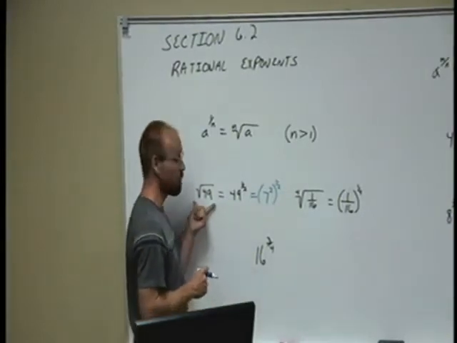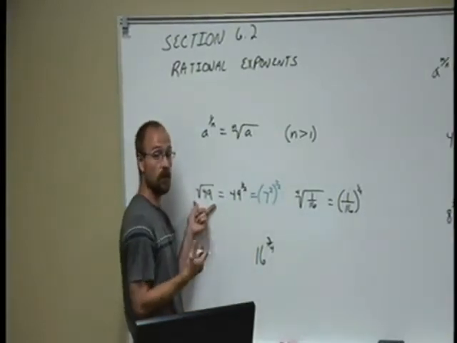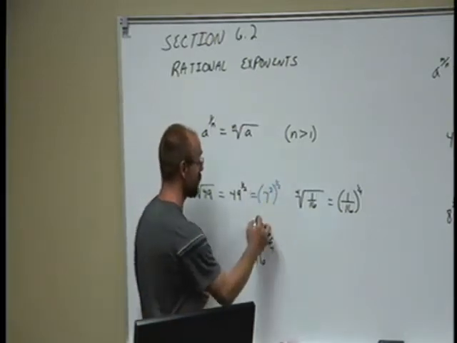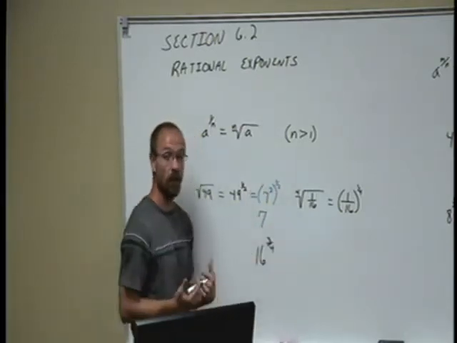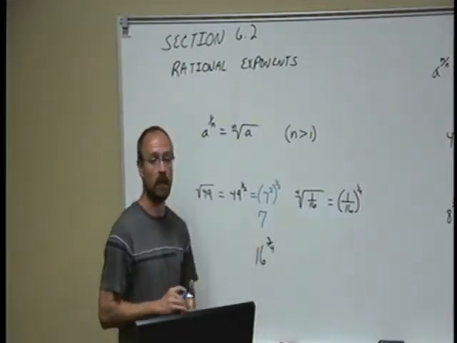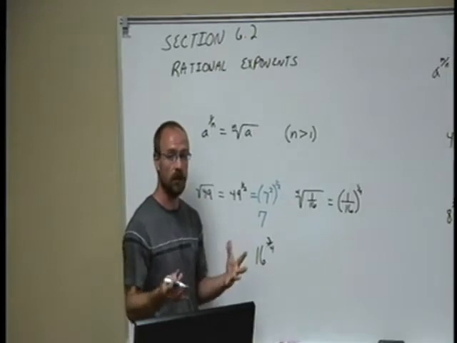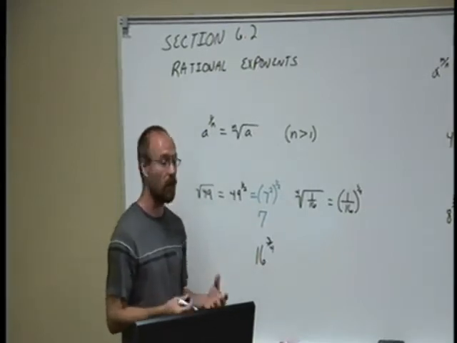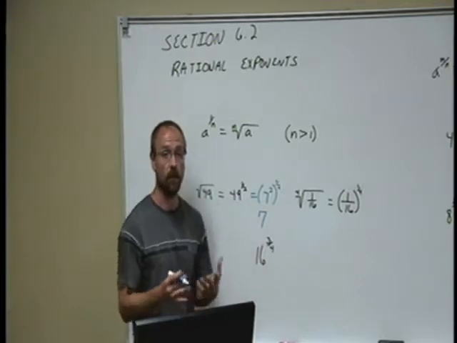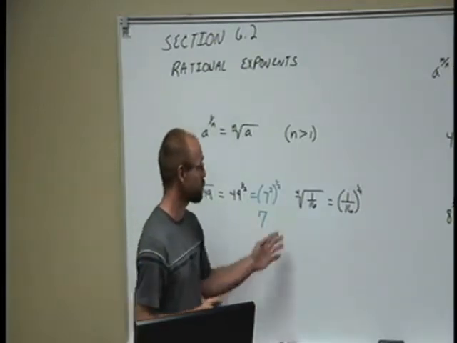Now, some of you intuitively look at this and say, well, the square root of 49 is 7. Well, 2 times 1/2 is 1. We get 7 to the first power, or just 7. We get the same result. But sometimes when we're dealing with larger polynomials or other expressions with many variables, writing it in this form is actually going to help us come to the solution.